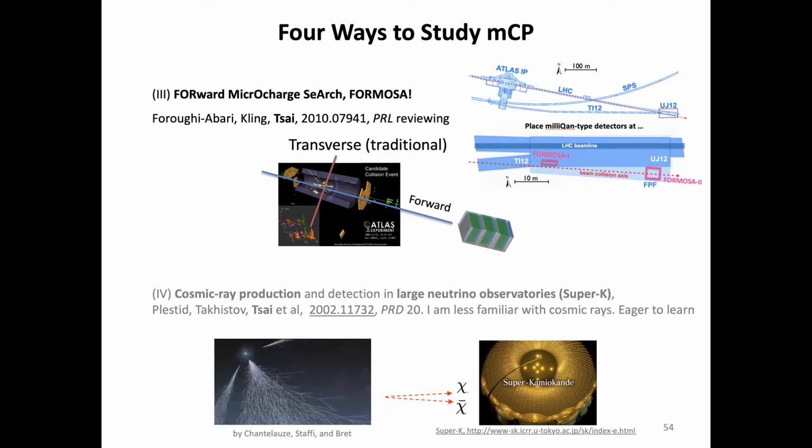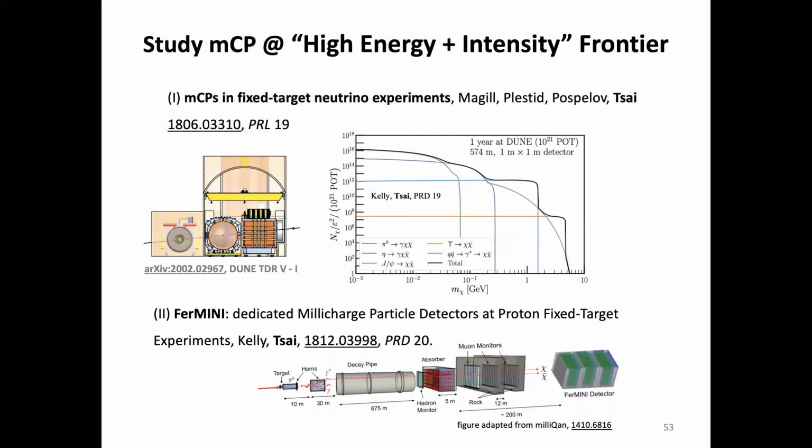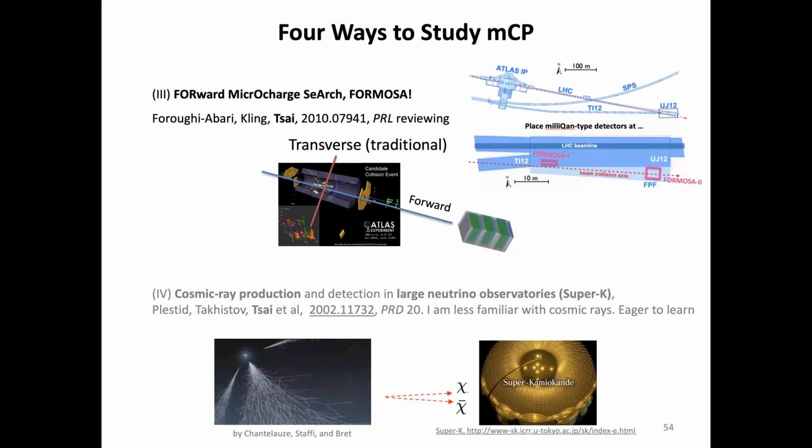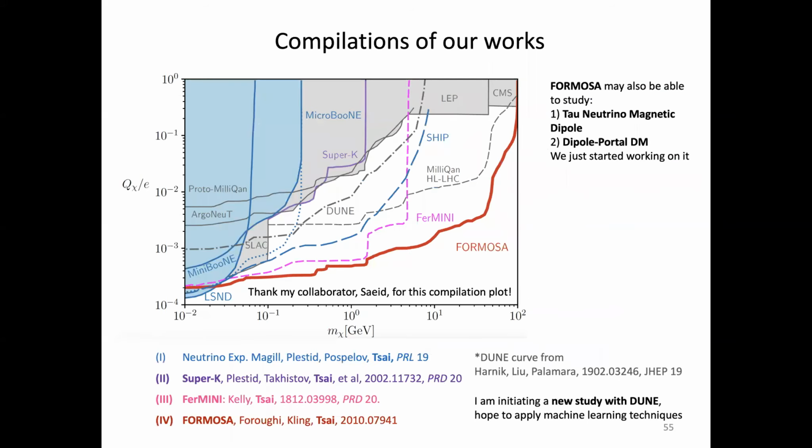And finally, you can also produce these millicharge particles through cosmic ray production. So you have cosmic rays hitting your atmosphere, millicharge particles coming out, hitting the neutrino observatory, and you can search for them. So I'm happy to chat about all of these. Some of these are more solid than the others, but these are all very interesting. And now you can have a compilation of all the different kinds of experiments to search for things in this parameter space.